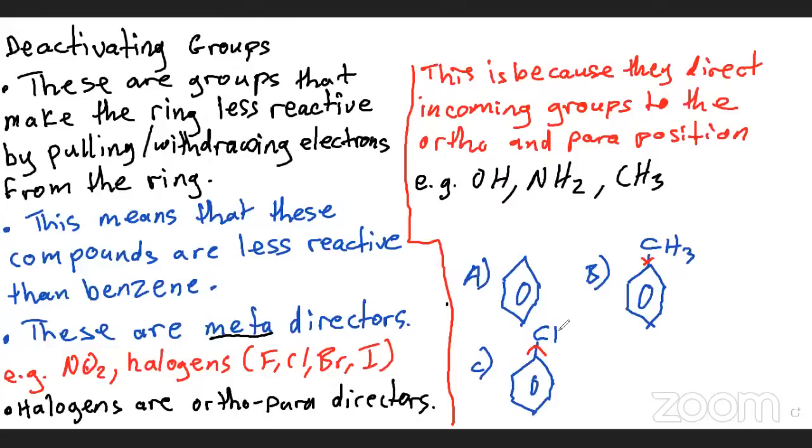The chlorine is a deactivating group. It is going to make the ring less reactive than benzene. So C is less reactive than A, and B is more reactive than A. It would be C, then A, then B, with the most reactive at the end. And out here, C is the least. All right, so if you get a question like this, just pay attention to which group is the activating group and which one is the deactivating group.